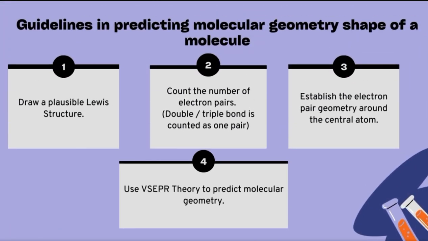So for conclusion, if you want to predict and draw the molecular geometry shape of a molecule, the first thing we need to do is draw a plausible Lewis structure. Then we need to count the number of electron pairs. Beware that a double bond and a triple bond are counted as 1 pair because of the presence of pi bond and sigma bond. The third step is to establish the electron pair geometry around the central atom. And last but not least, we need to use VSEPR theory to predict the molecular geometry.